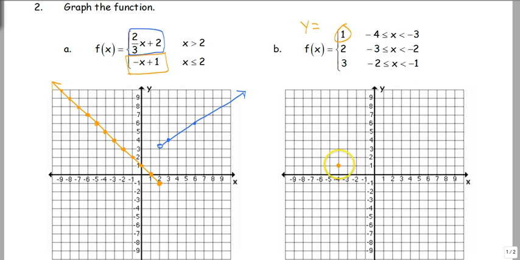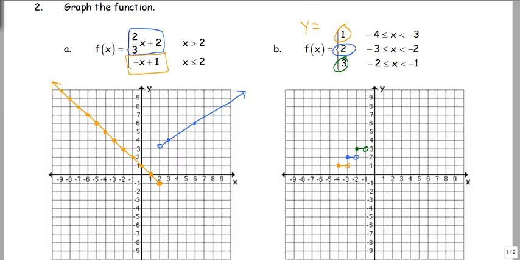It's filled in because it is equal to. And then we go to negative 3, which is not filled in because it's not equal to. And you connect the lines. There's my horizontal line. Now, y equals 2 when we get to negative 3. And we go all the way to negative 2 and put an open circle because it's not equal to again. And finally, y equals 3 when it's negative 2, and we go to negative 1. And again, you can graph each line individually if you want, but these are just horizontal lines. There's no x values. So that is how you graph that one.